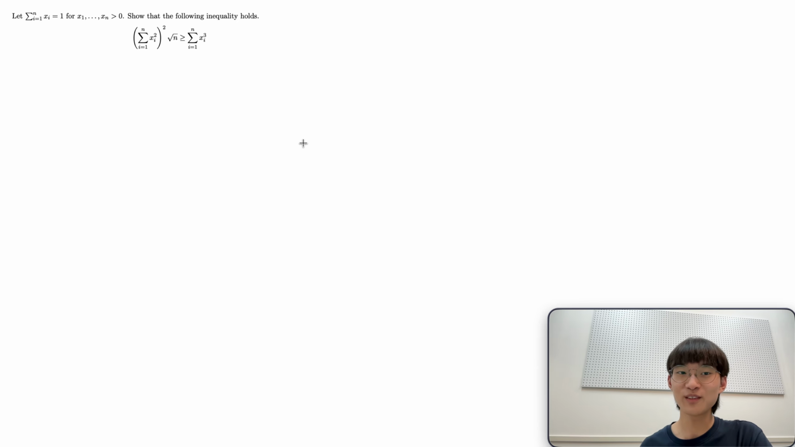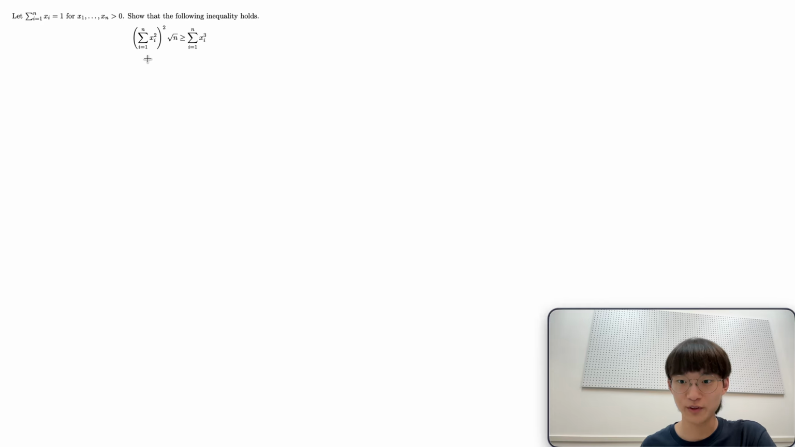Now, the reason why I think this inequality is very elegant is because we don't need other fancy inequality theorems, but we only need the Cauchy-Schwarz inequality. I mean, Cauchy-Schwarz inequality is very fancy too, but it's one of the very basic inequalities.